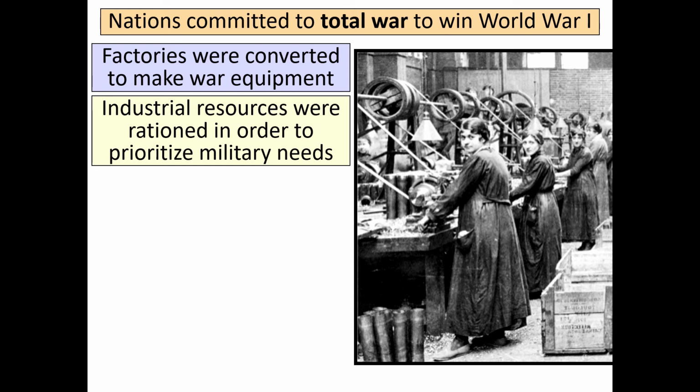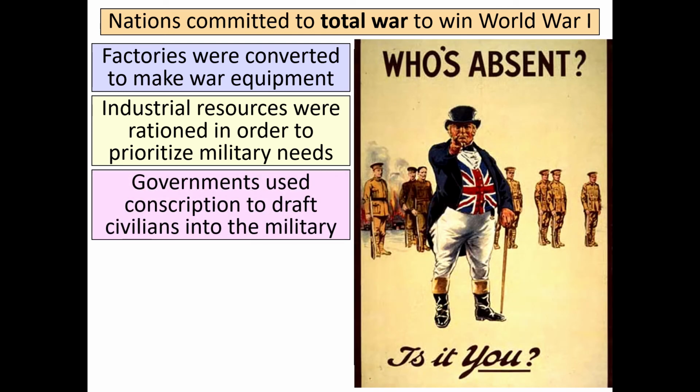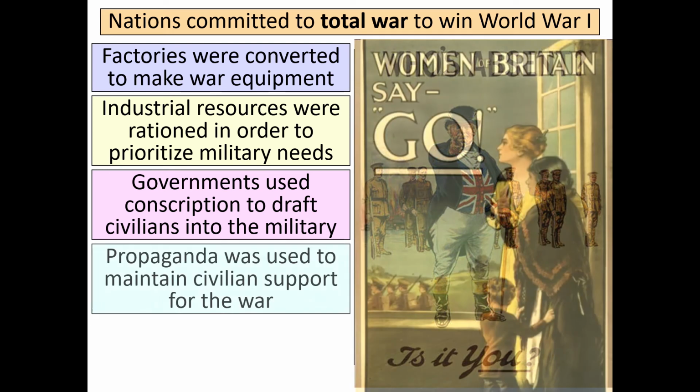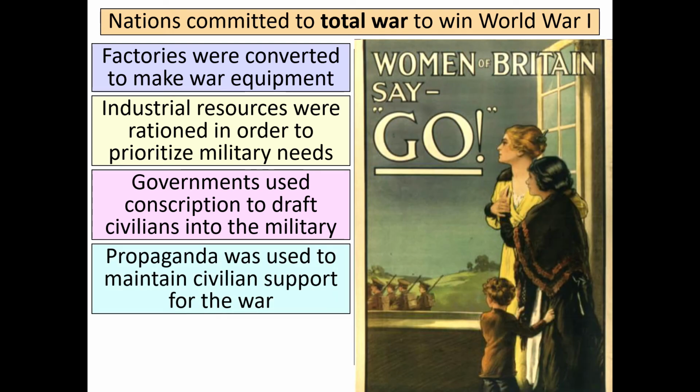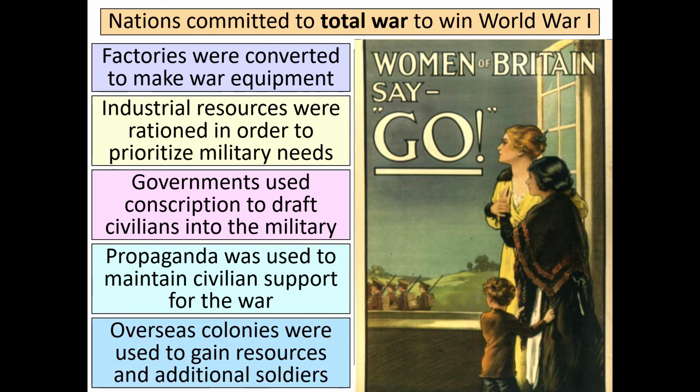In total war, factories were converted to make war equipment. Industrial resources were rationed in order to prioritize military needs. Governments used conscription to draft civilians into the military. Propaganda was used to maintain civilian support for the war. And overseas colonies were used to gain resources and additional soldiers.